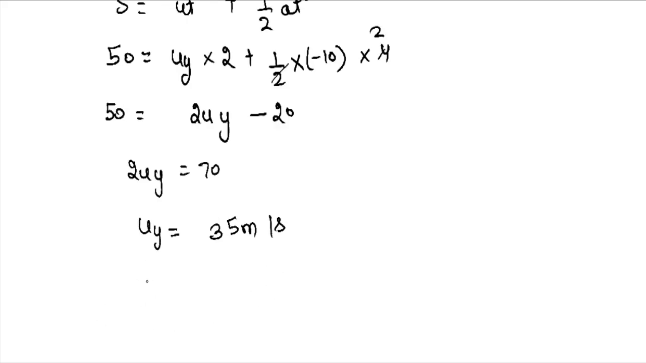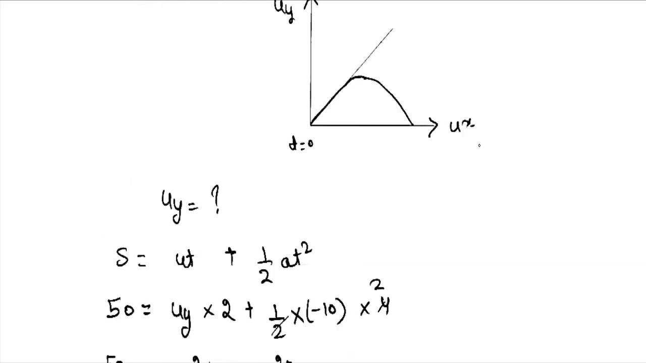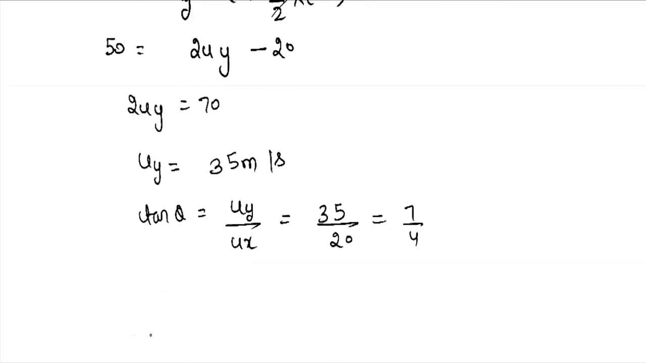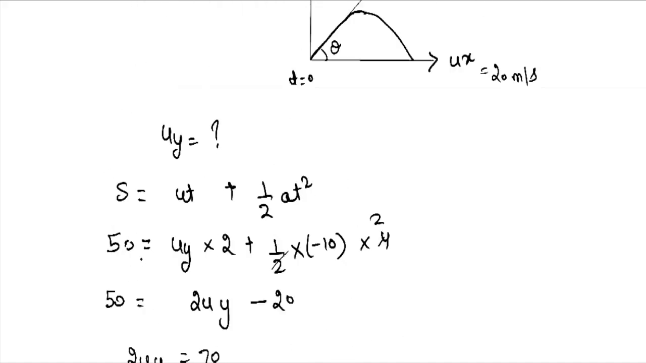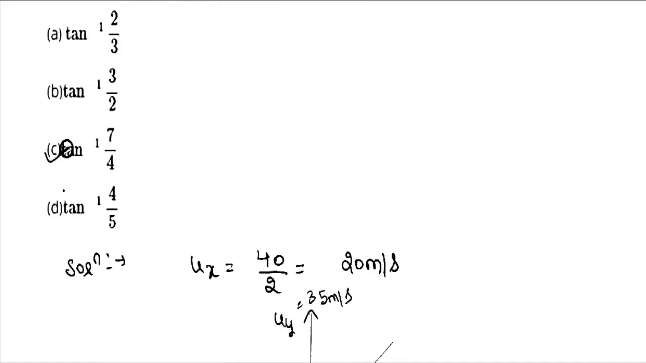And from this we can write tan theta is the vertical velocity divided by the horizontal velocity. So this is 35 and this is 20, which is 7 by 4. The horizontal velocity is 20 meter per second and the vertical is 35 meter per second, and this is angle theta here. From this we can write that the required angle theta is tan inverse 7 by 4. So this is our answer. Now we check which option is correct, so our option C is correct. Thank you.